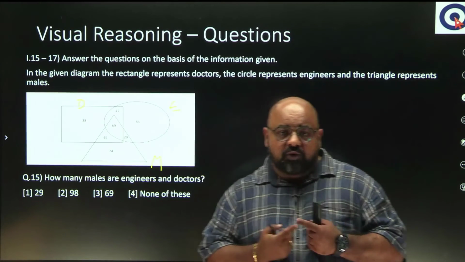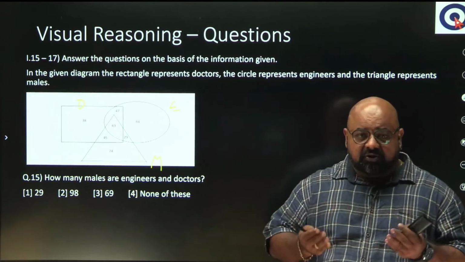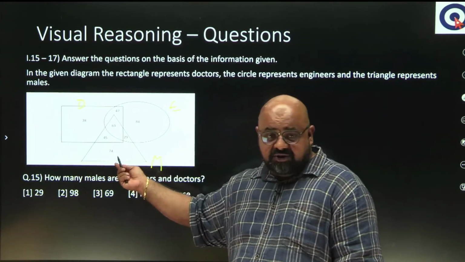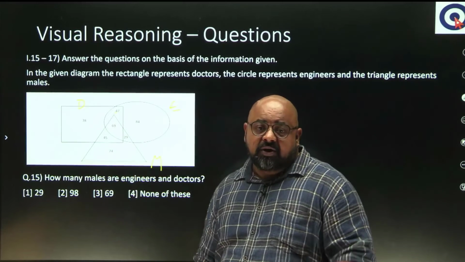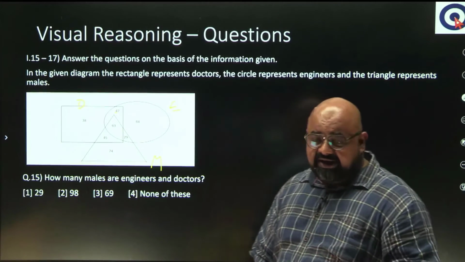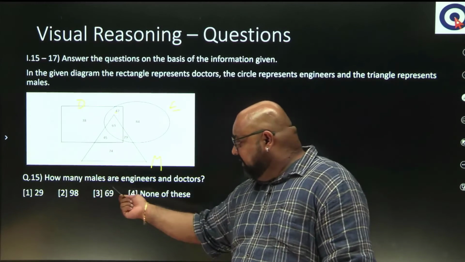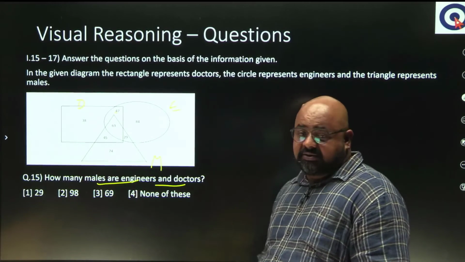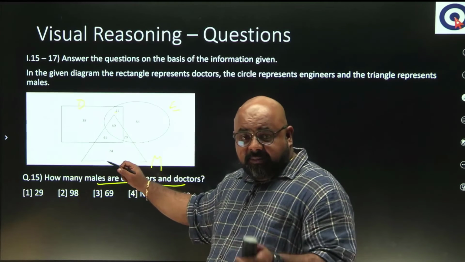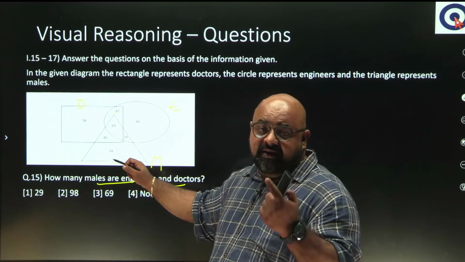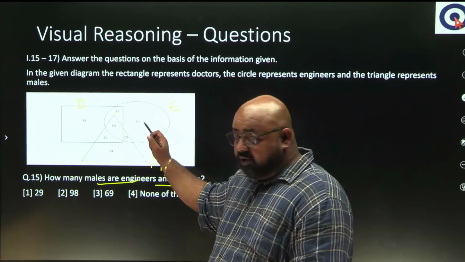Any area that overlaps becomes someone who is both of them. Then there are numbers mentioned: 38, 47, 84, 69, 45, 29, 74. You just have to find out each type. For example, how many males are engineers and doctors? So male was the triangle, that value has to be in the triangle, plus it has to be in the circle and the rectangle as well. So what is the common area?